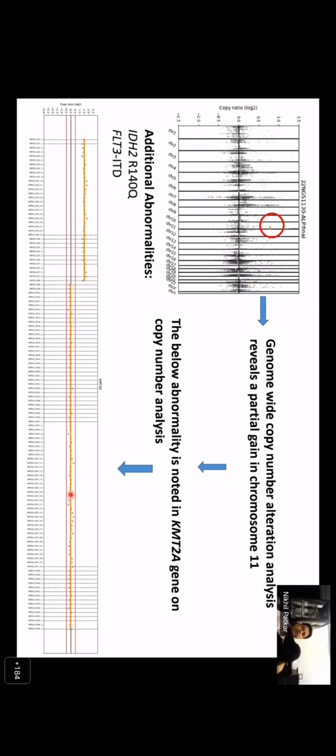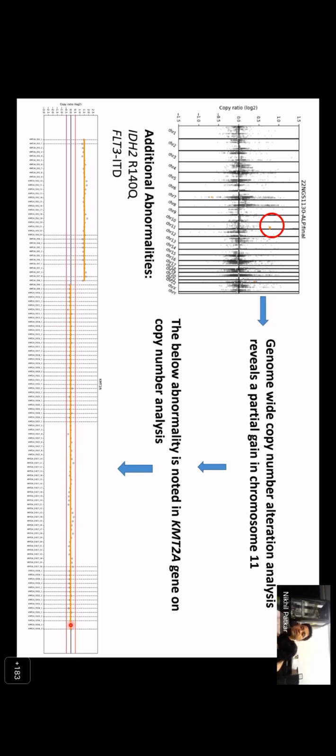Now what's happening here? This is a more difficult thing to state. This is a genome-wide copy number analysis. It reveals a partial gain in chromosome 11. Below, there is an abnormality noted in KMT2A, exon 2 to 8. What do you think that abnormality is? There is a gain in the copy number. How did you reach that conclusion? Yes, sir. So actually this part is normal.